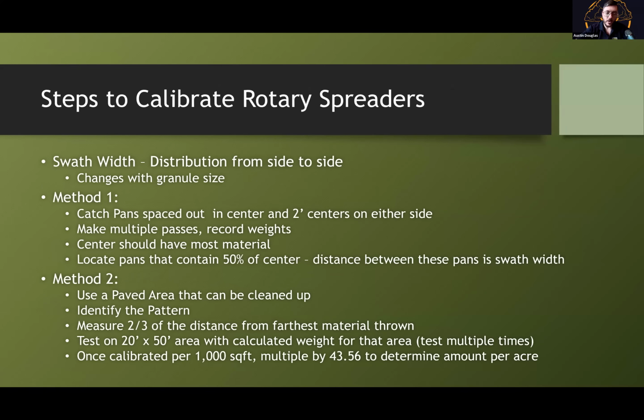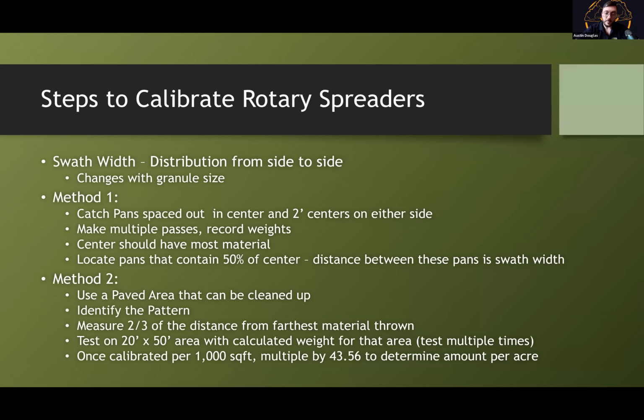Method one of calibrating a rotary spreader: catch pans spaced out in the center, 2 foot centers on either side. You can make multiple passes, record the weights that are caught in those catch pans. The center should have the most material. Locate the pans that have 50% of the weight as the center, and the distance between these pans would be considered the swath width.